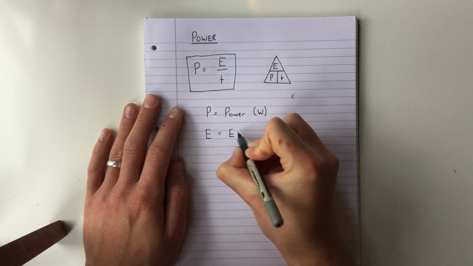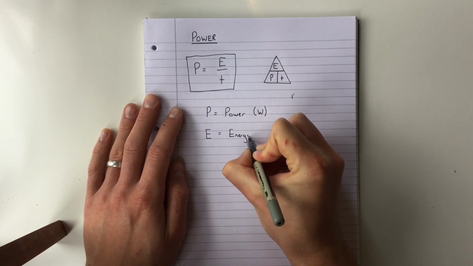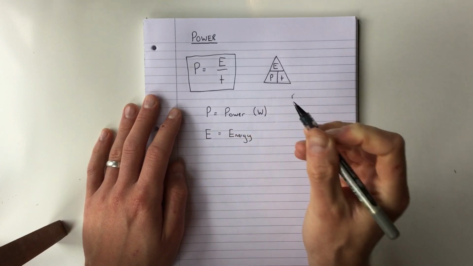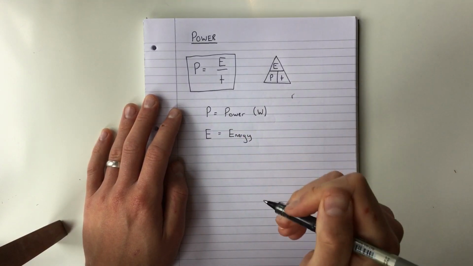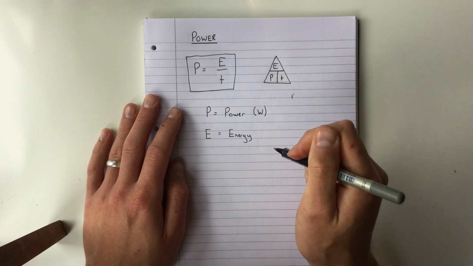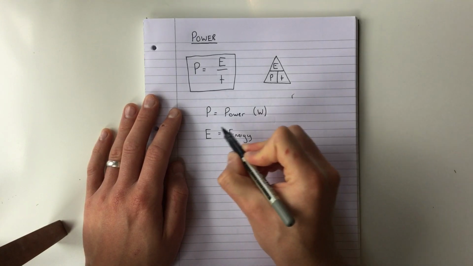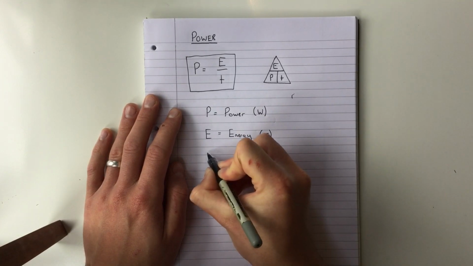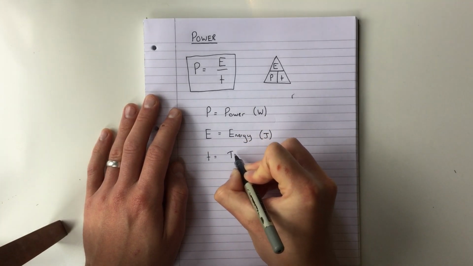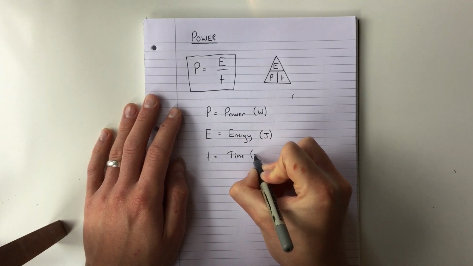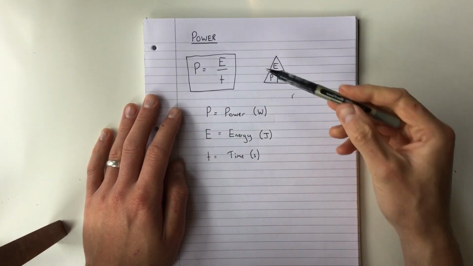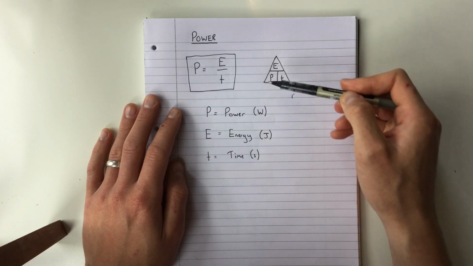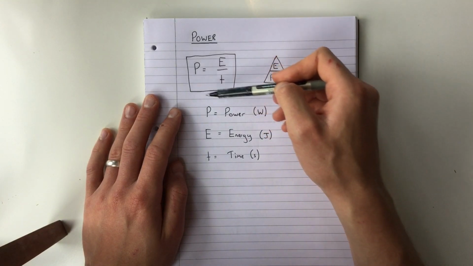E is energy. Now you'll notice that this one doesn't have P or K or W like all the energy we've looked at. That is because any form of energy that we're looking at in this case would just be normal energy, okay? And that's measured in joules. And then we've got T as in time, and that is seconds. So we've got power, energy, and time, and that is in the equation P equals E over T.